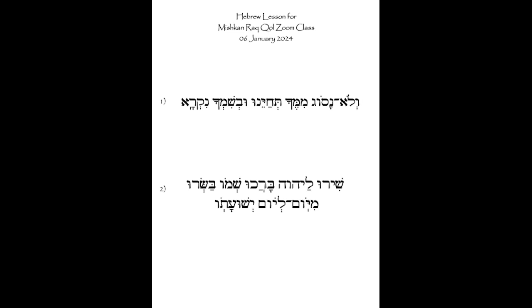What's our first word? All right, so we have the letter shin, indicator on the right-hand side, so it's going to be SH. Then it's pointed hirik, yod, right? So that gives us the sound she. All right, and then we have the letter resh followed by the vav pointed shuruk, ru. So shiru. All right, look at the next word here.